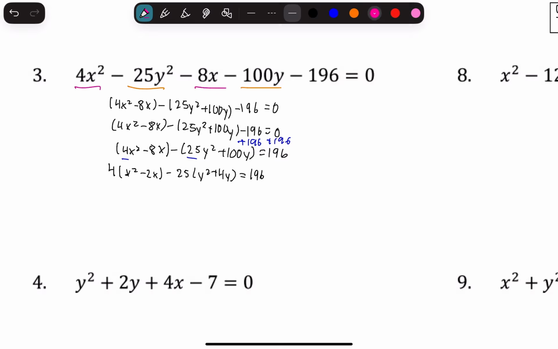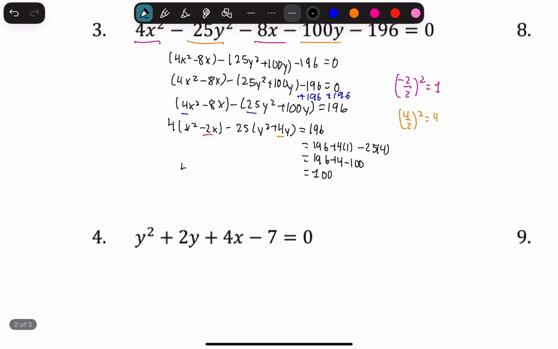Now after this you can complete the square. So now you have negative 2 over 2 squared, that's equal to 1. And then here you have 4. So you have 4 over 2 squared, that's equal to 4. Now you can add to both sides. So you're going to have the 196. You have 196 plus 4 times 1 minus 25 times 4, and that's going to equal 196 plus 4 minus 100. That's going to equal 100.